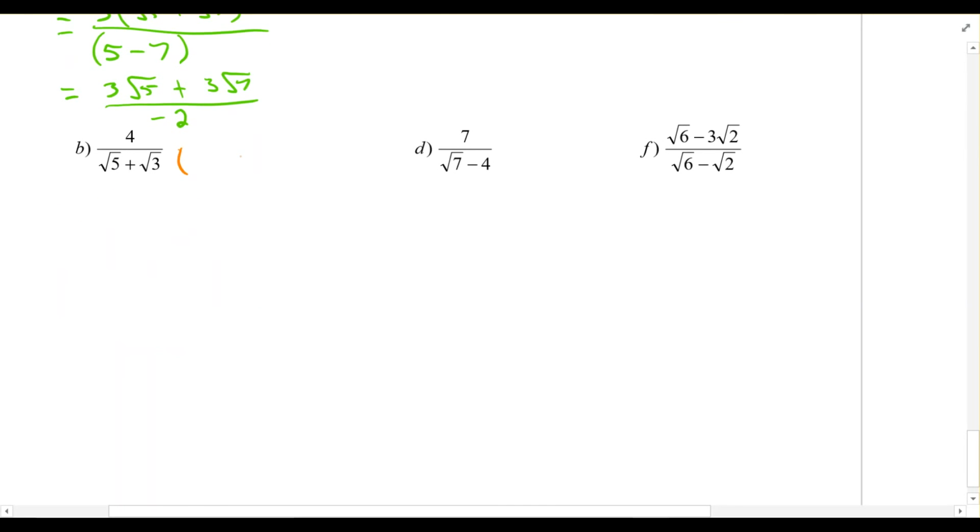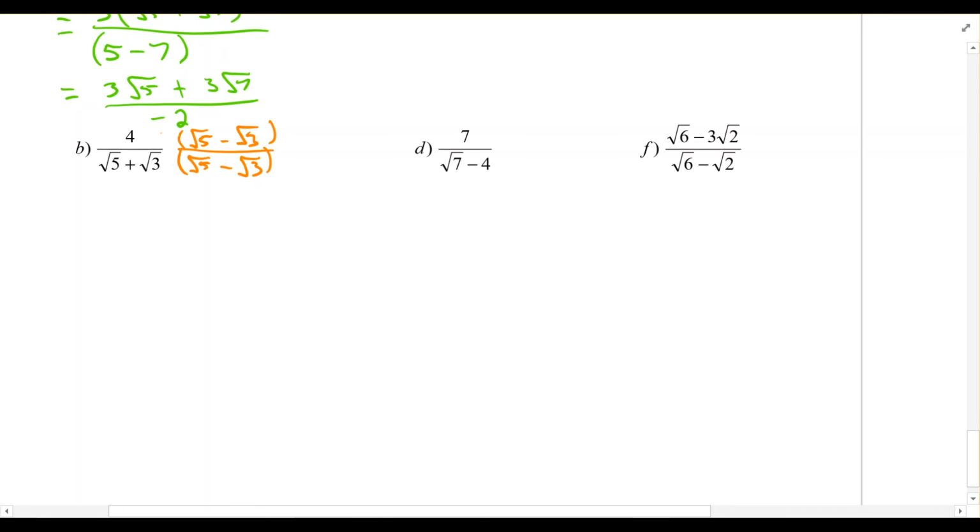Okay, so let's multiply the bottom and the top. It's got to be by the same thing. It's going to be root 5. Now, not plus, it's going to be minus. It's got to be the opposite sign. So root 5 minus root 3.